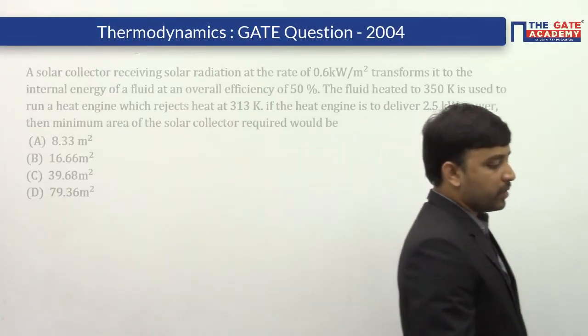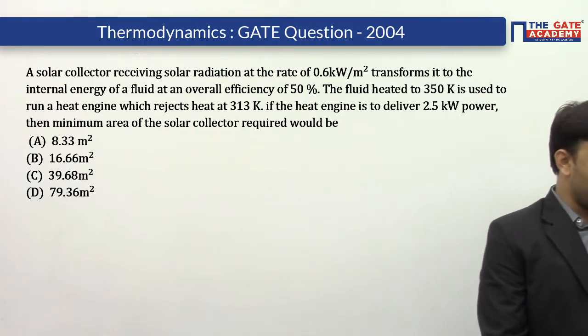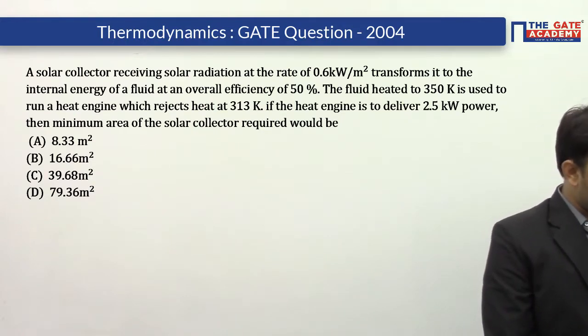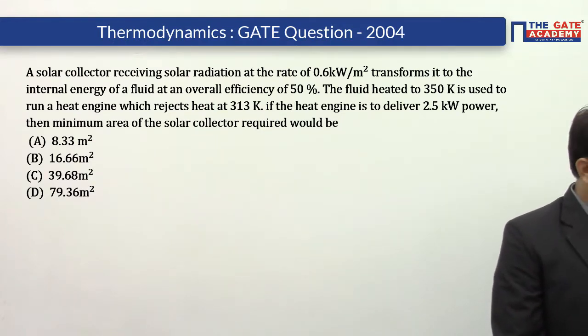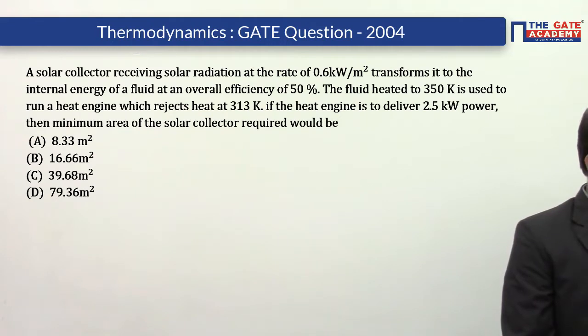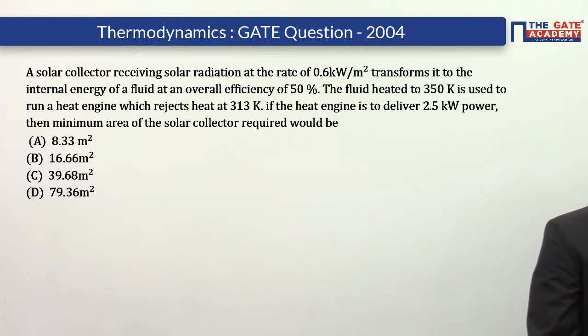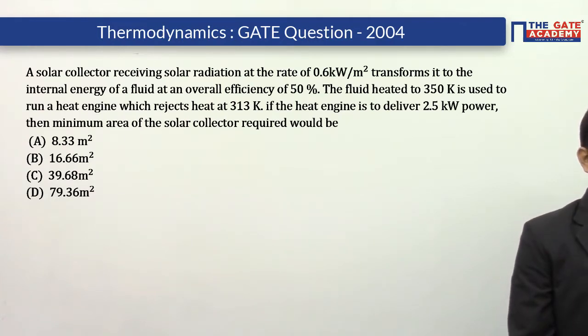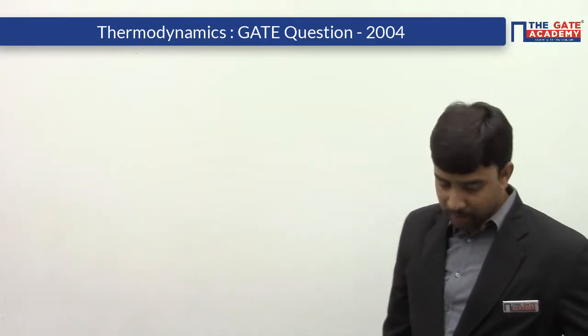If you look at the question, it's like this: a solar collector receiving solar radiation at the rate of 0.6 kilowatt per meter square transforms it to internal energy of the fluid at an overall efficiency of 50%. The fluid is heated to 350 Kelvin and is used to run a heat engine which rejects heat at 313 Kelvin. If the heat engine is to deliver 2.5 kilowatt power, then the minimum area of the solar collector required would be. So here he is saying like this.